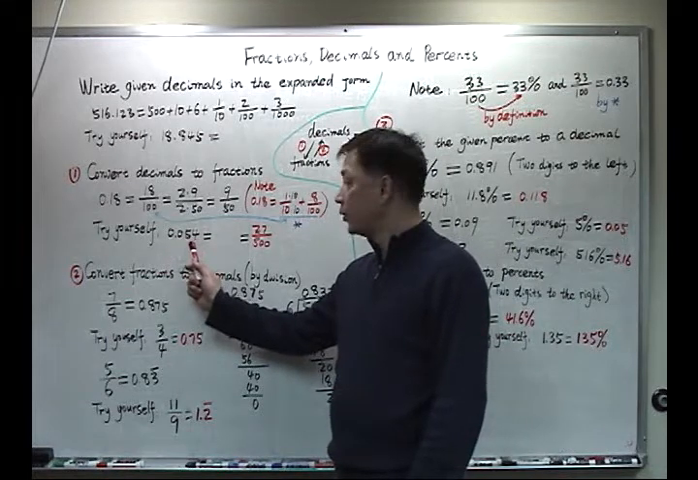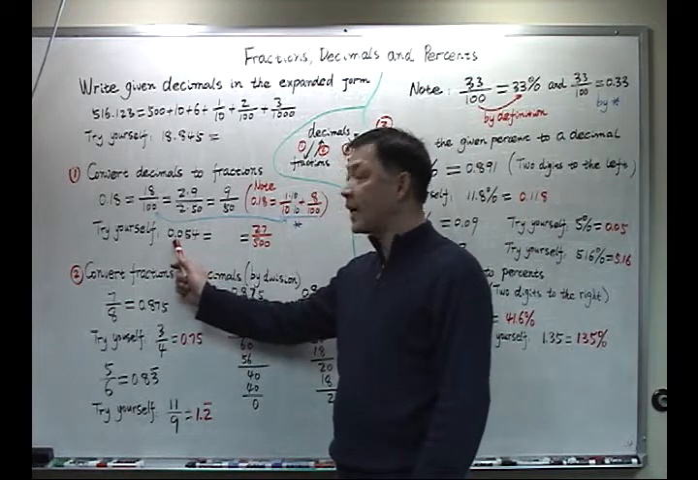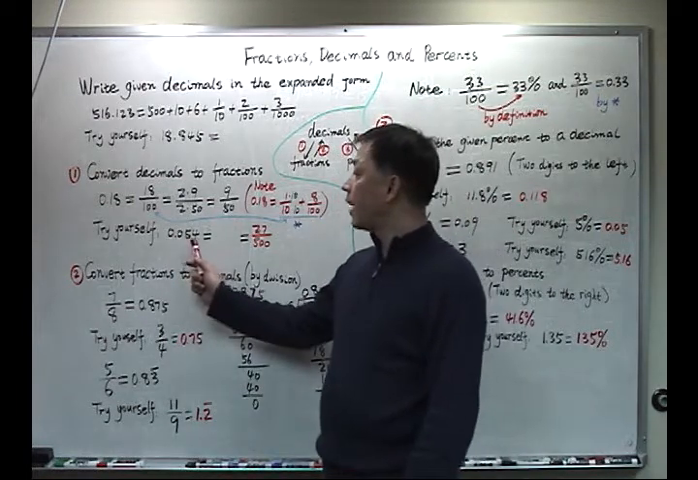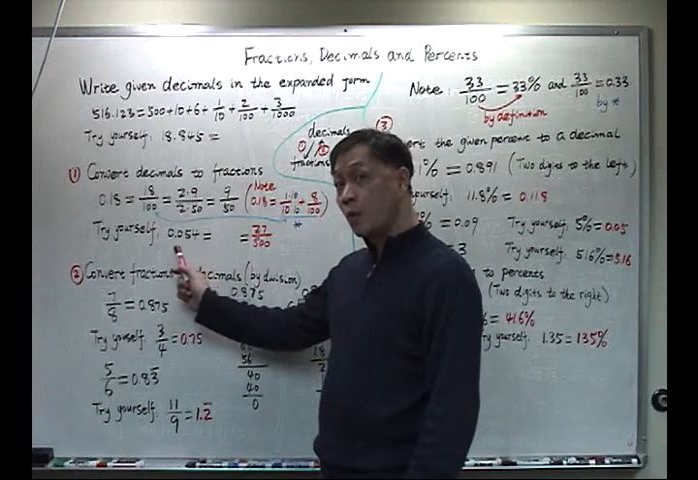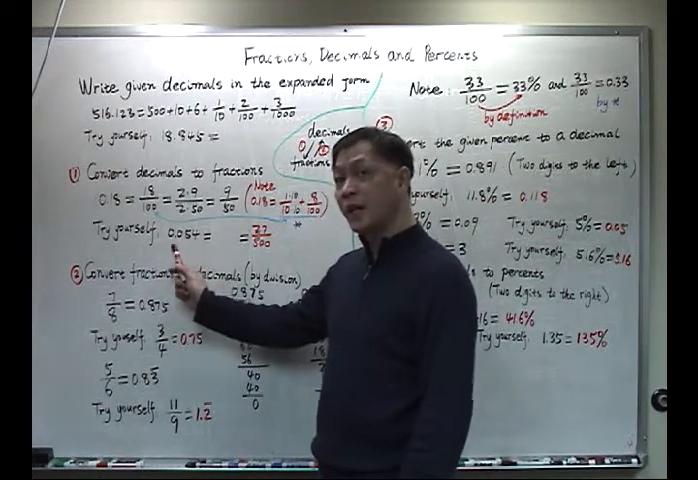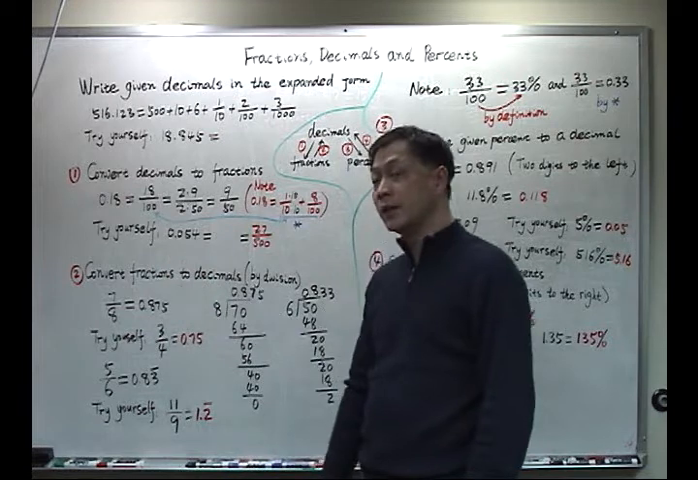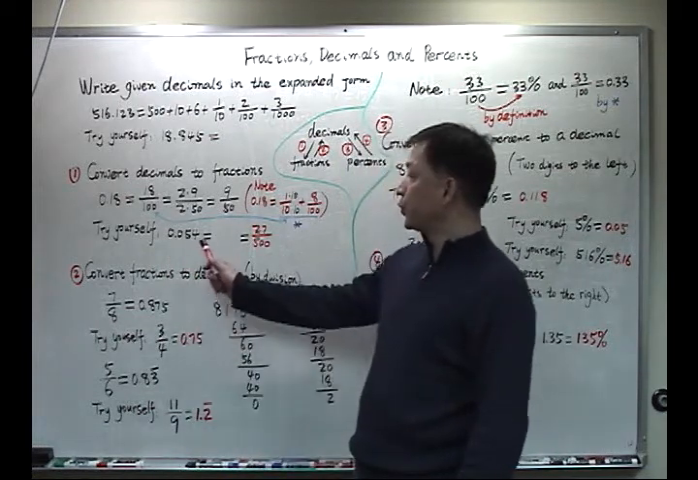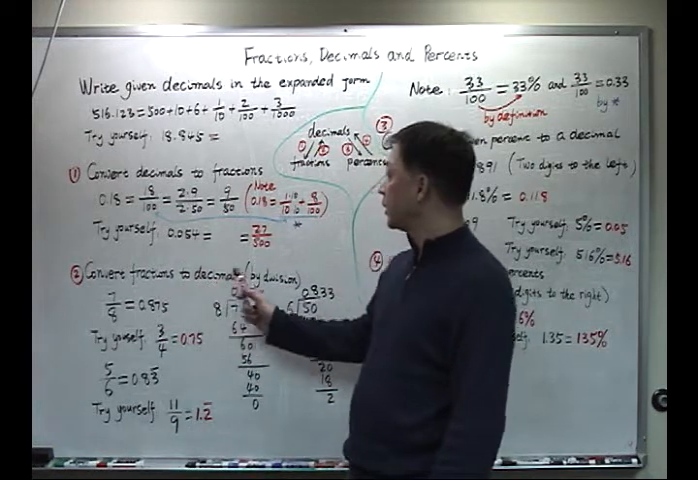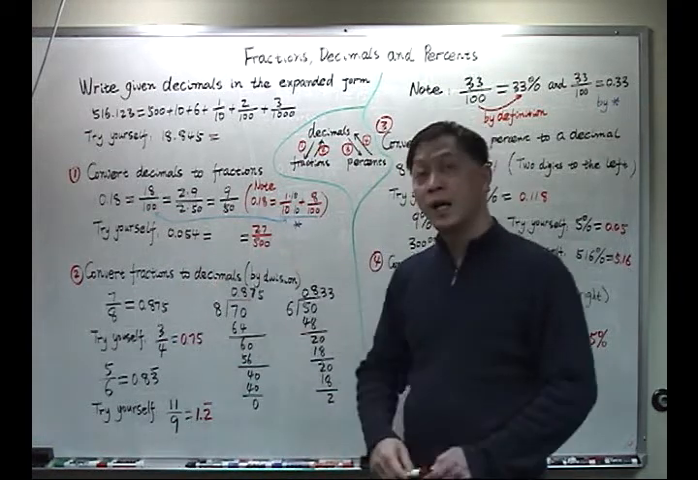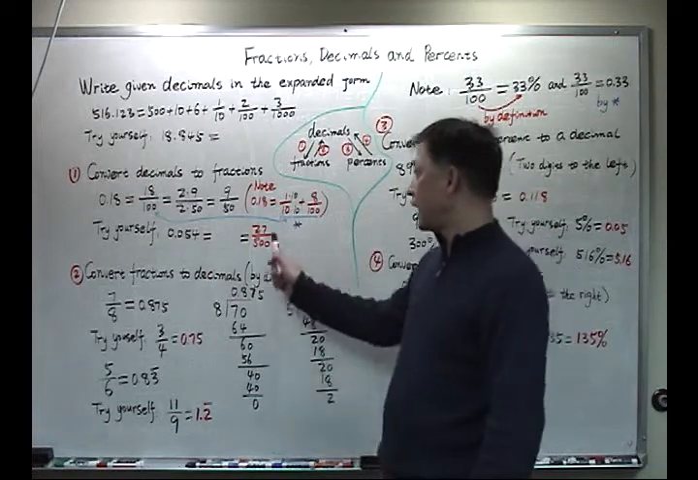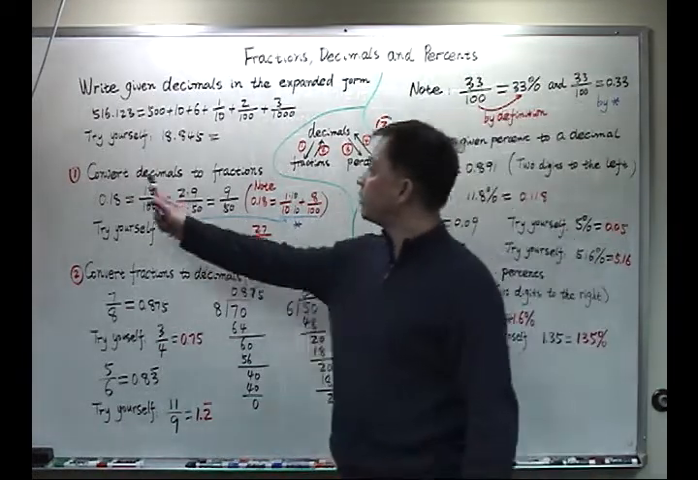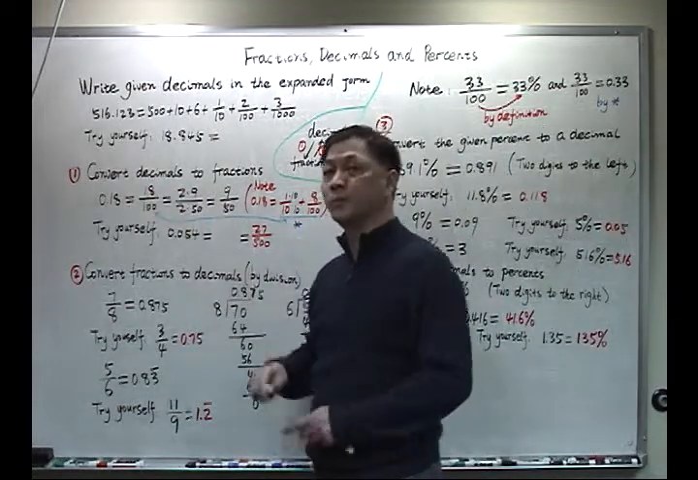0.054. You see, there are 3 digits after the decimal point. So that would be 54/1 with 3 zeros behind 1. That's actually 1000. So it should be 54/1000. And you reduce 54/1000 to 27/500. That's the final answer. So here we know how to convert decimals to fractions.